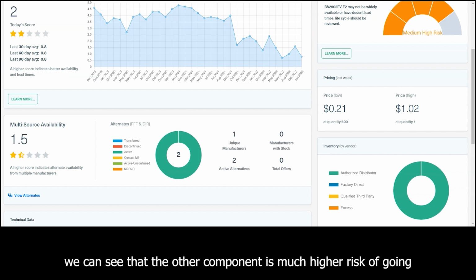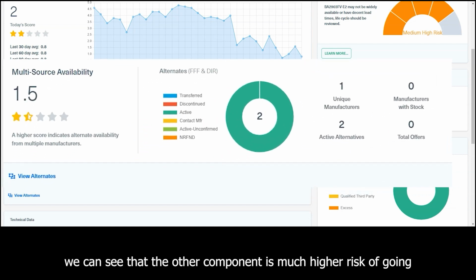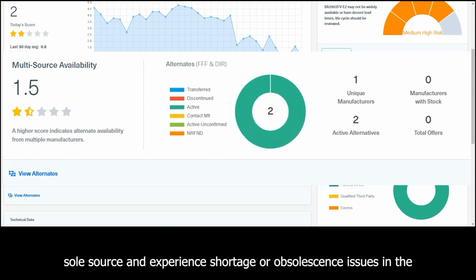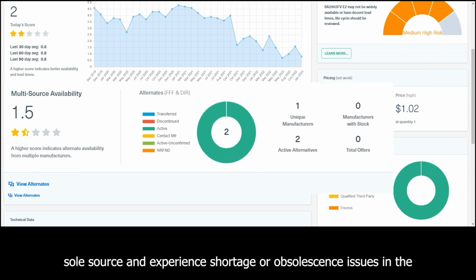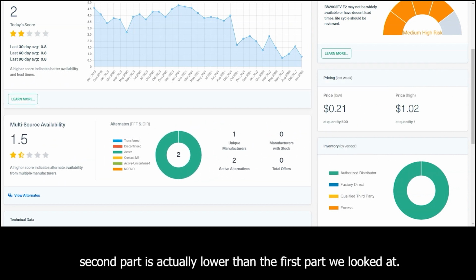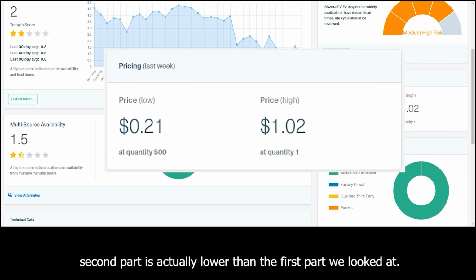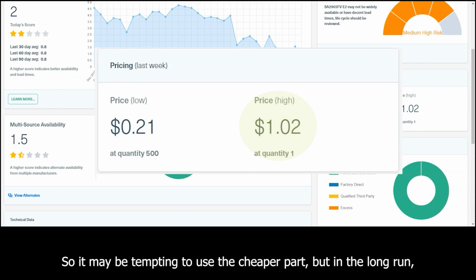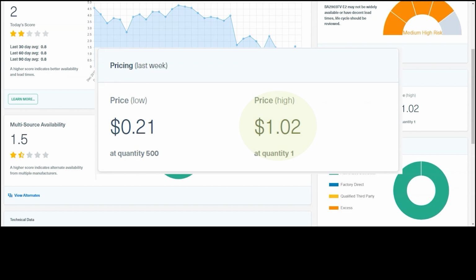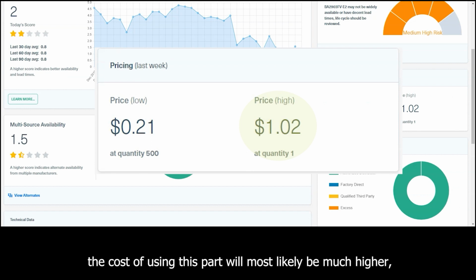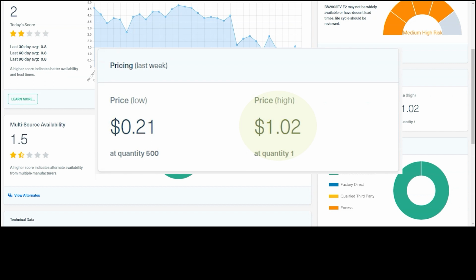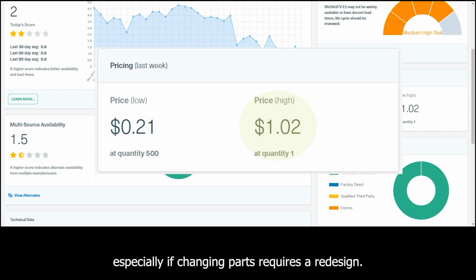If we compare this component to a similar component that we may have chosen for our design, we can see that the other component is much higher risk of going sole source and experiencing shortage or obsolescence issues in the near future. We can also see that the single part price of the second part is actually lower than the first part we looked at. So it may be tempting to use the cheaper part, but in the long run, the cost of using this part will most likely be much higher, especially if changing parts requires a redesign.